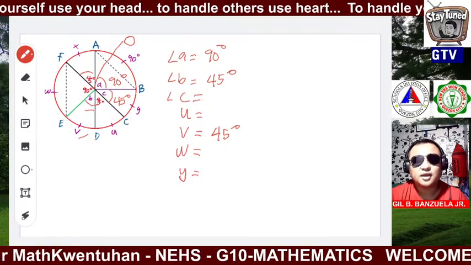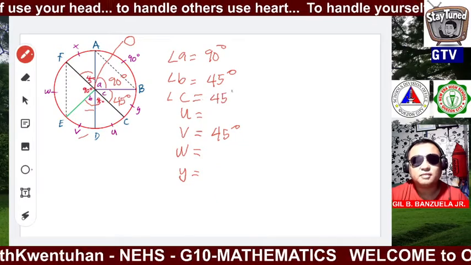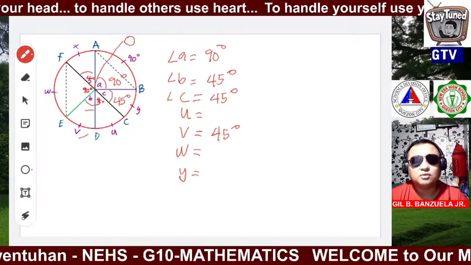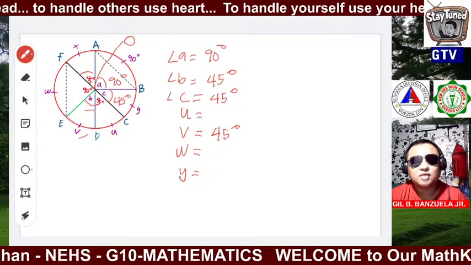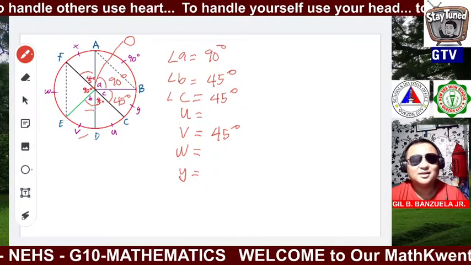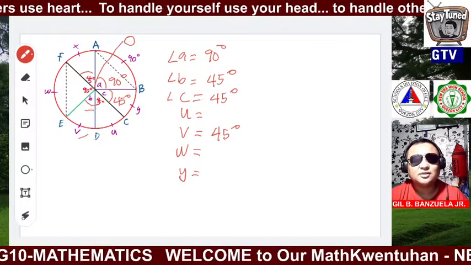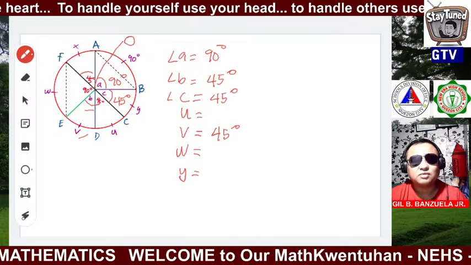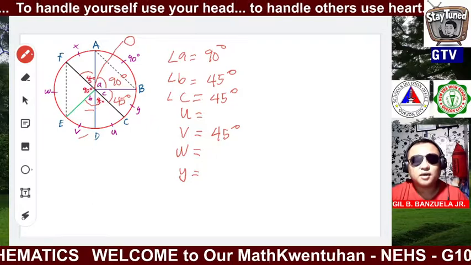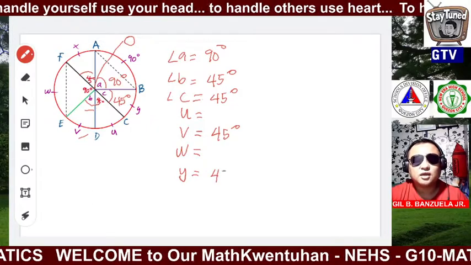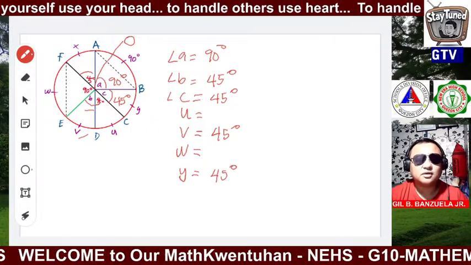So, therefore, angle C is 45 degrees as well. Now, ano ngayon ang measure ng angle Y? Tama. Dahil yung angle C ay central angle and it intercepts arc BC, which is Y, therefore, pareho lang sila ng measurement. So, angle Y is 45 degrees as well.